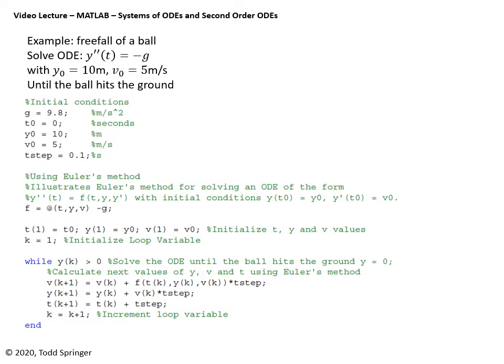Okay, so here I'm going to solve the second order ODE for the free fall of the ball. And I made some initial conditions. So the initial height is 10 meters, initial speed is 5 meters a second until the ball hits the ground. So let's use Euler's method here.